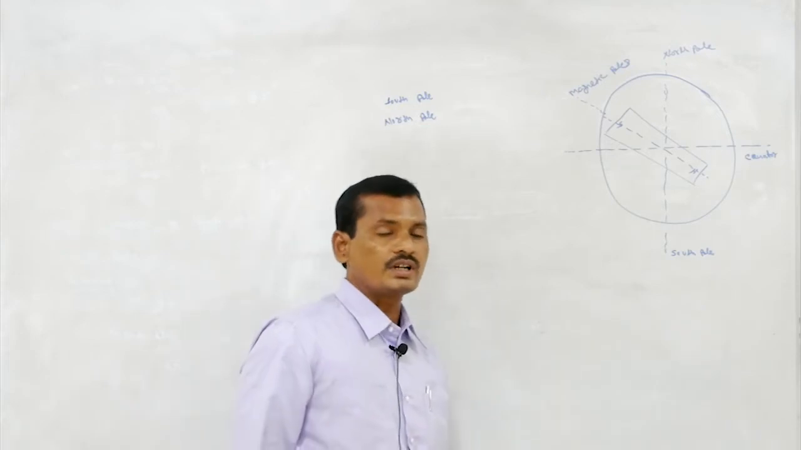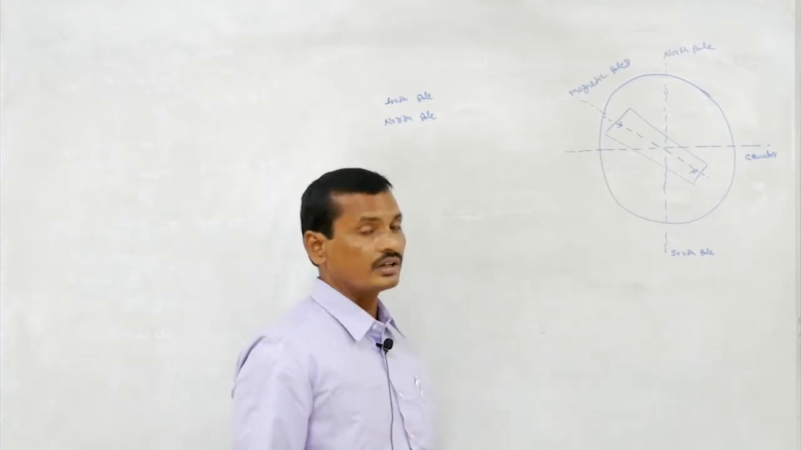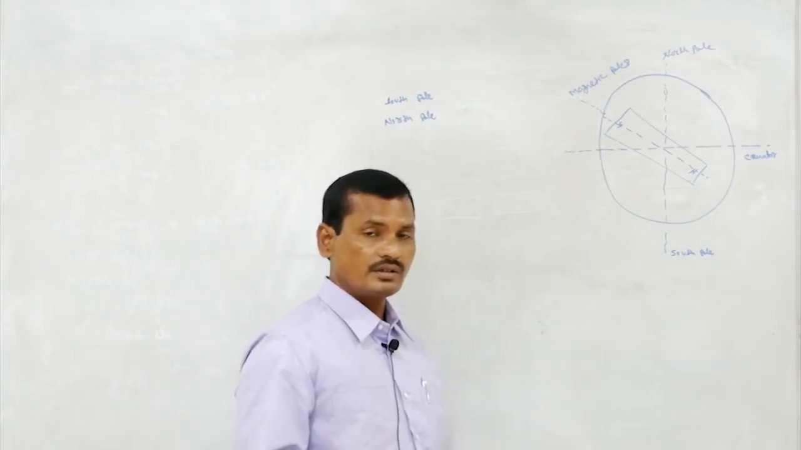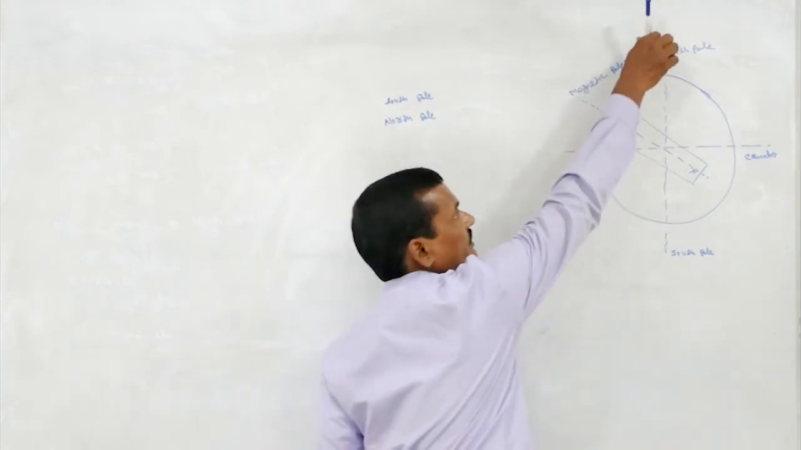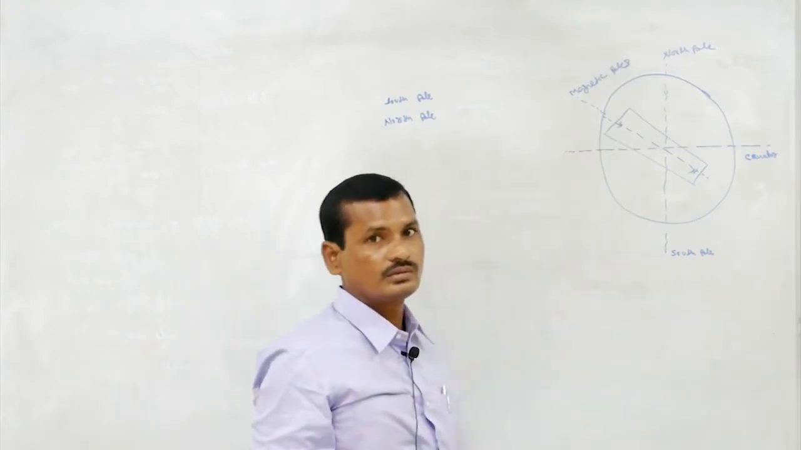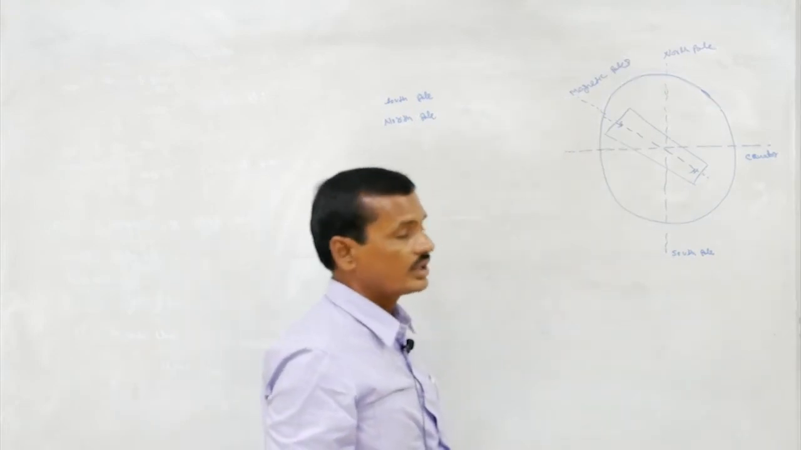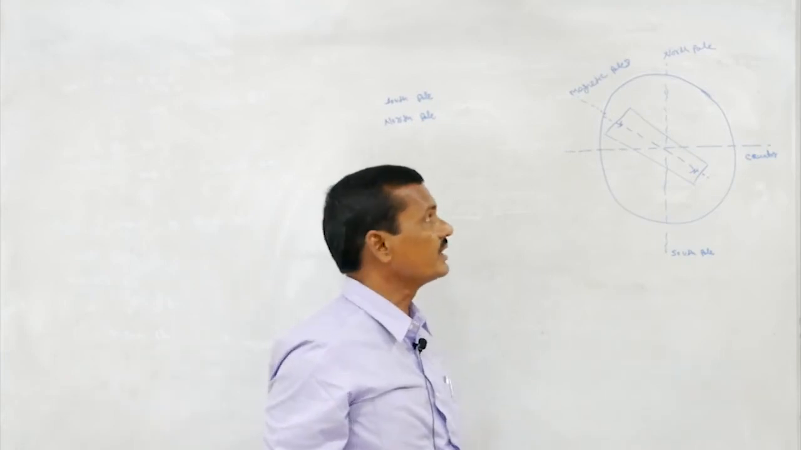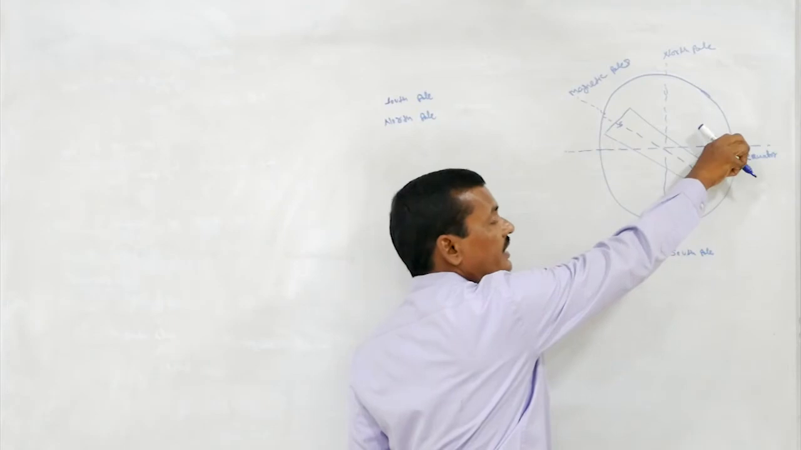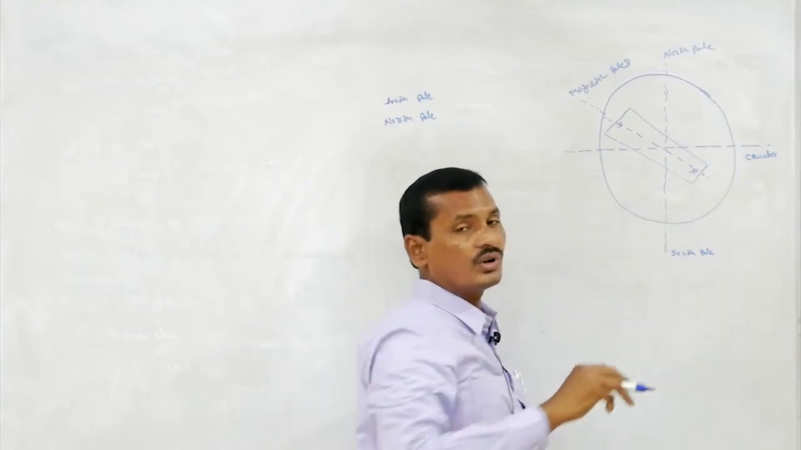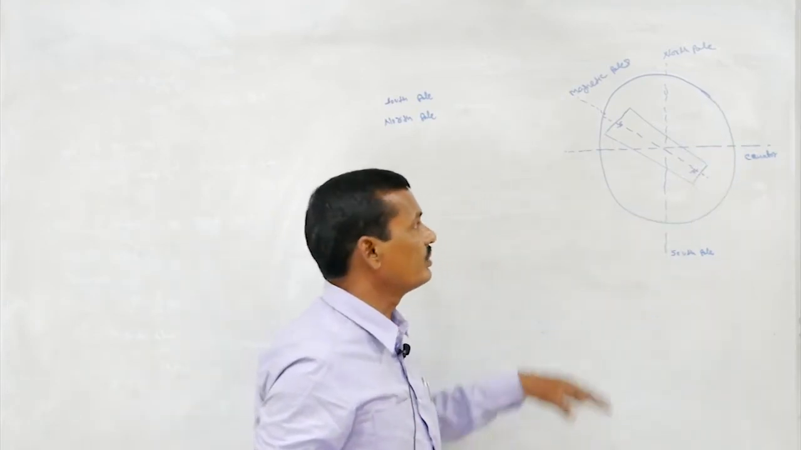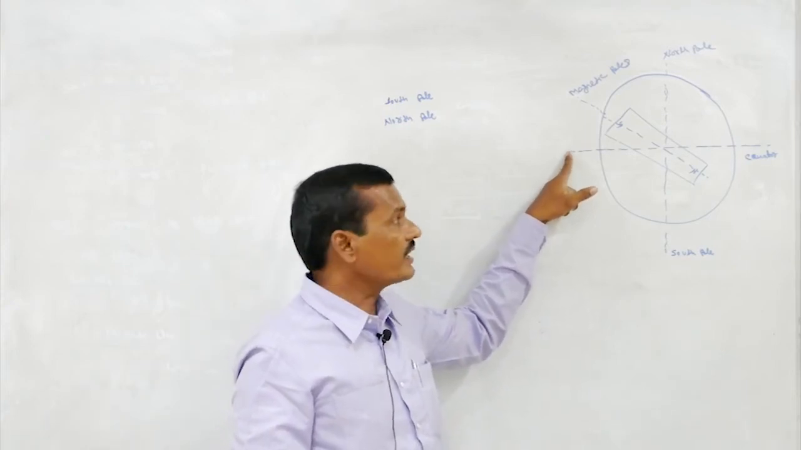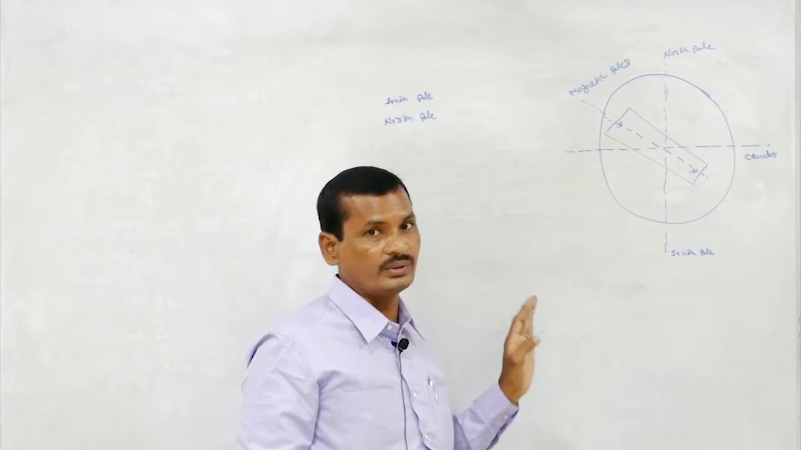When we place a compass at the north pole or south pole, the compass shows a downward direction like this. And when we place a compass at the equator, it indicates any direction. There is no particular north and south. Why? Because at the equator region, the magnetic field is not effective.